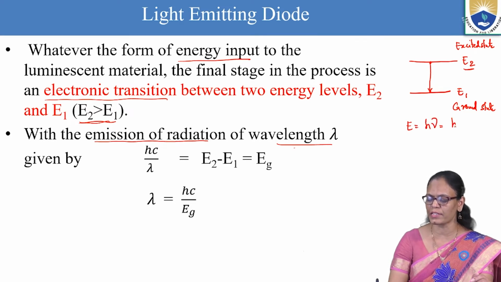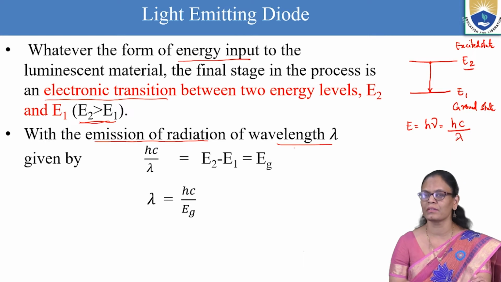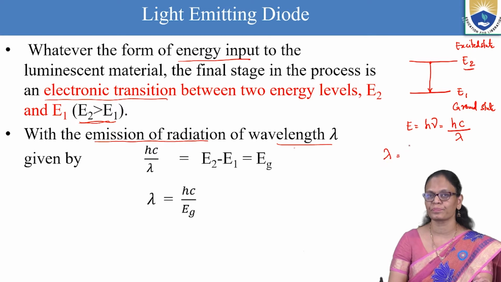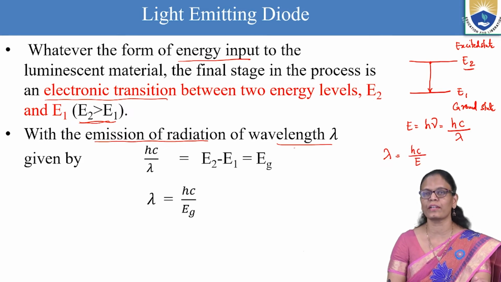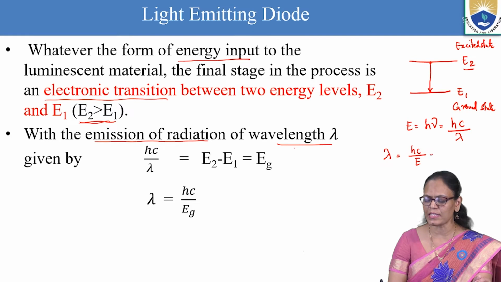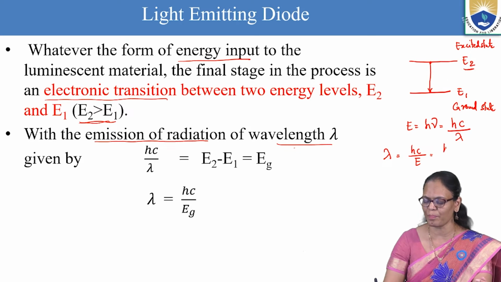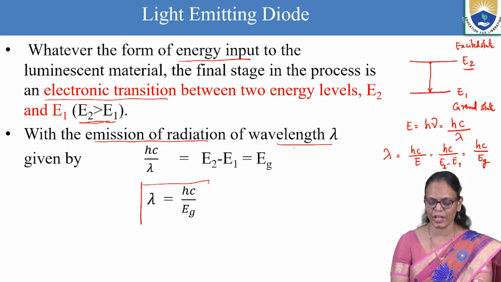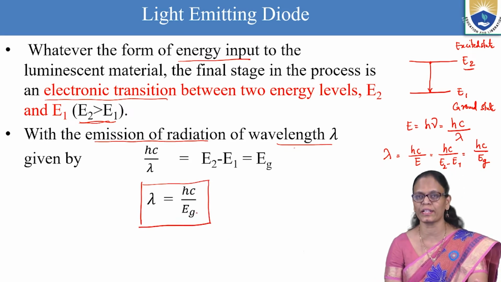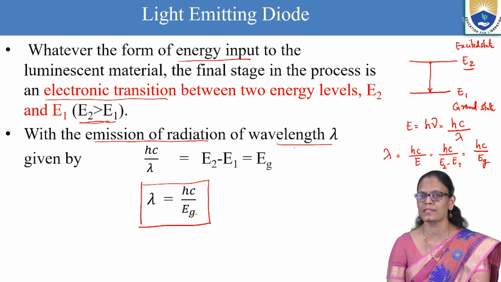Or I can also write it in terms of lambda as hc by lambda. So if I have to get lambda, lambda will be equal to hc upon E. If I have to calculate the wavelength, and this energy emitted is nothing but the difference between the two energy levels. So I can simply write it as hc upon E2 minus E1, or this is nothing but the difference in energy, we write it as Eg. So lambda, the wavelength of the emitted radiation, can be calculated using lambda is equal to hc upon Eg.